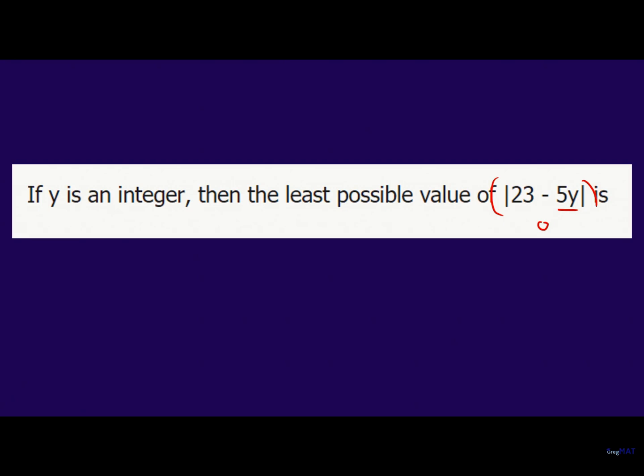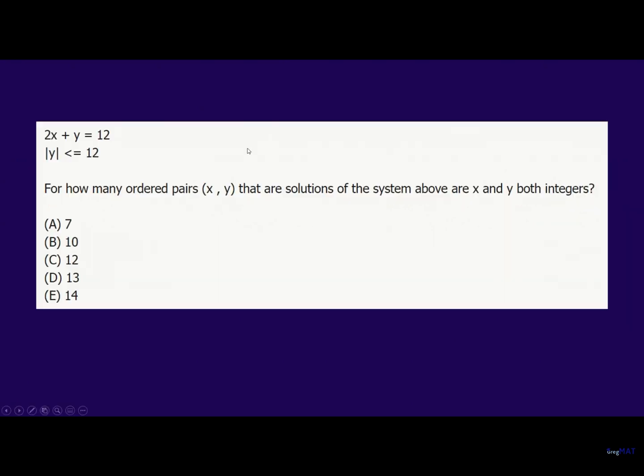Okay. All right. Should we do one more? All right, guys, last one, then we'll call it a day. For how many ordered pairs x and y that are solutions of the system above are x and y both integers? I'll give you guys 2 minutes, 120 seconds, if I can spell seconds correctly. All right, good luck.